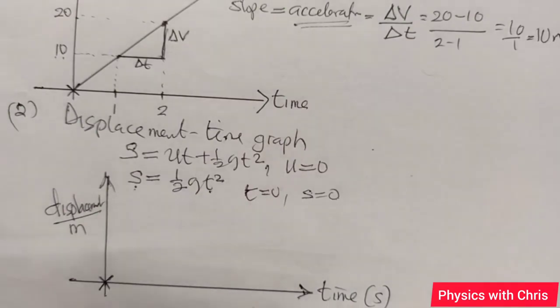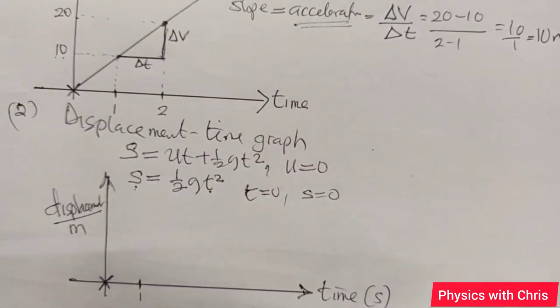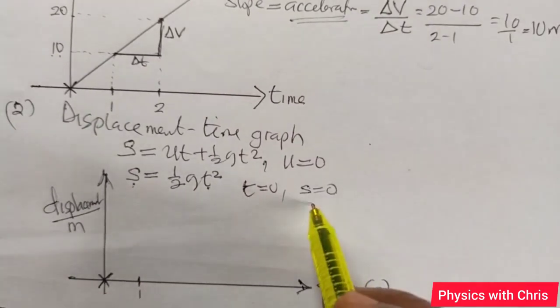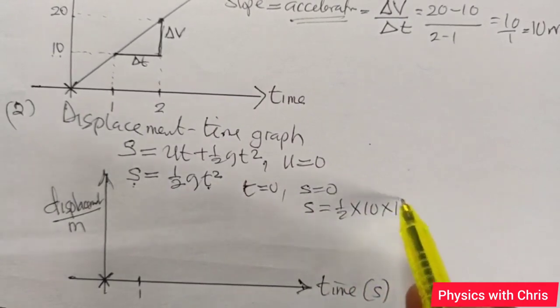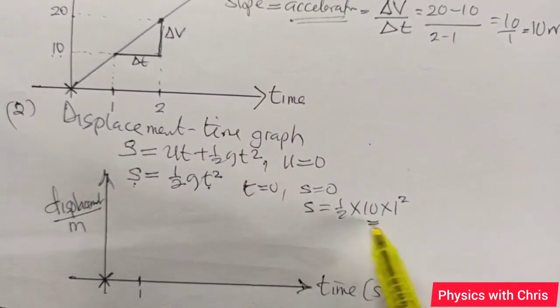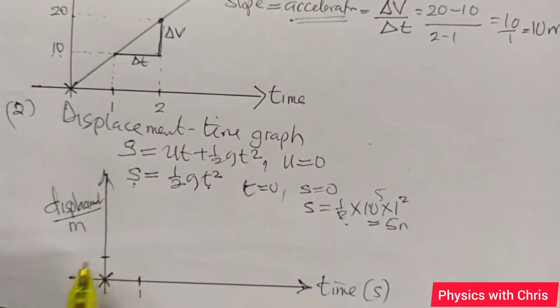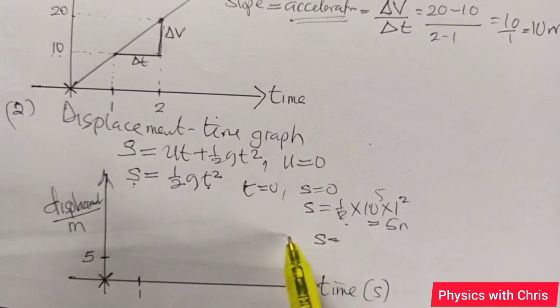So 1 second later, let's plot this point as 1 second. What is the displacement, or distance fallen, by this body? After 1 second, we have s is equal to half times 10 times 1 squared, which gives you 5 meters. So 1 second later, the body has fallen a distance of 5 meters below the point of release. So let's see again, when t equals 2 seconds.